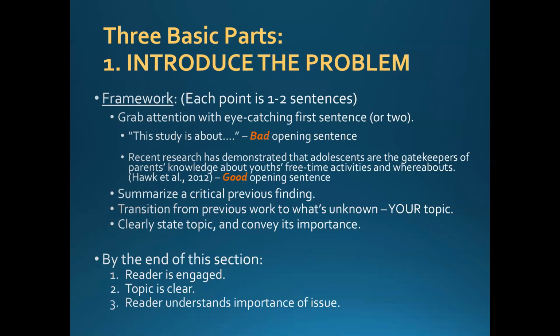Then you want to transition into what's unknown, so your topic. So then you say, but more research needs to be done investigating the relationship between social media and self-esteem, or exercise and self-esteem, or whatever your two variables are. And then finally, you clearly state your topic and it conveys importance. Hey, we are going to be researching this. So by the end of the section, the reader is engaged. They have a general idea of what's going on. The topic is clear and the reader understands the importance of the issue.